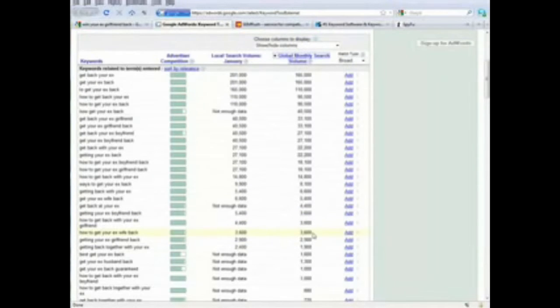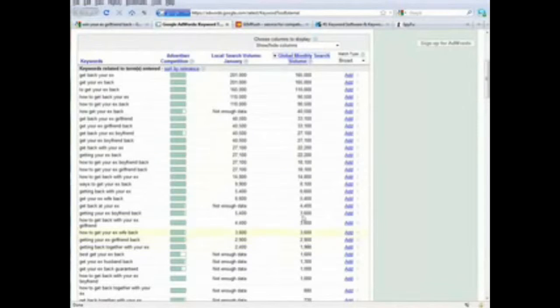Now, one thing I want you to take note of: you'll notice there are 2 columns, local search volume in the month of January and global monthly search volume. The global one is basically an average volume that the keyword gets per month. The local one is the amount of searches it got in the month of January. So depending on the market that you're going after, it's really going to depend on which of these 2 columns you're going to look at.